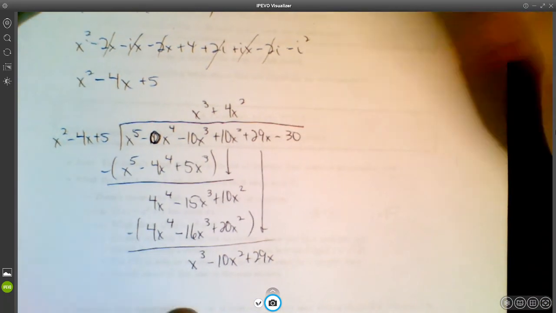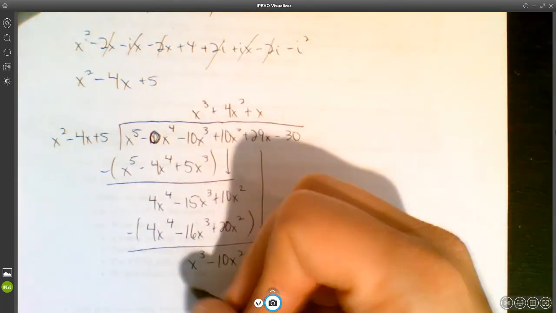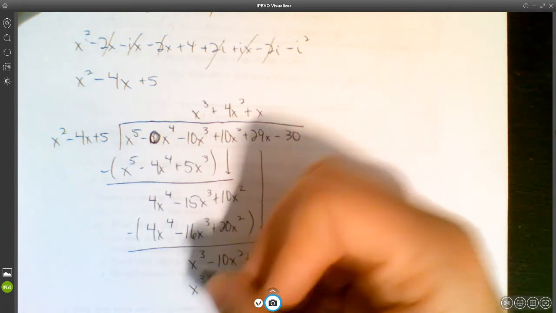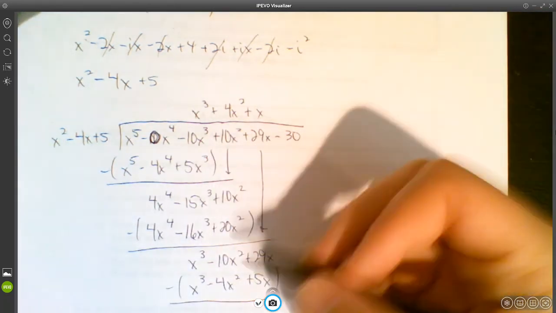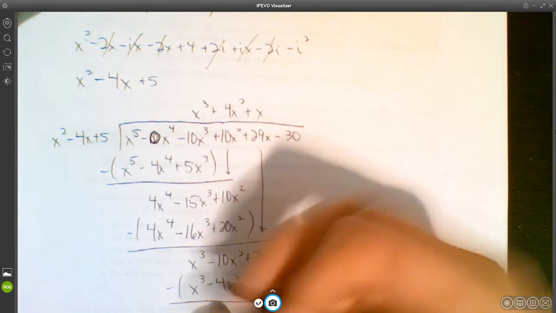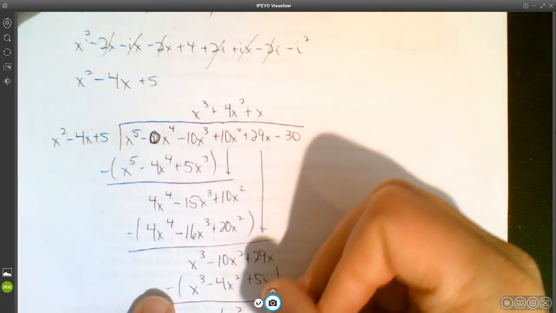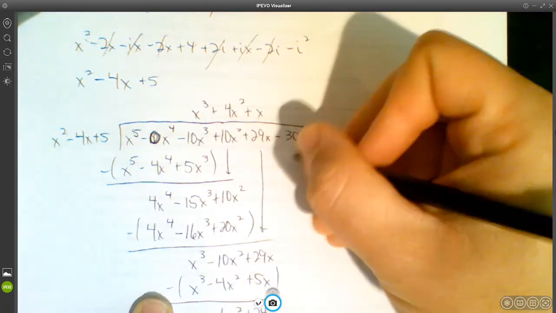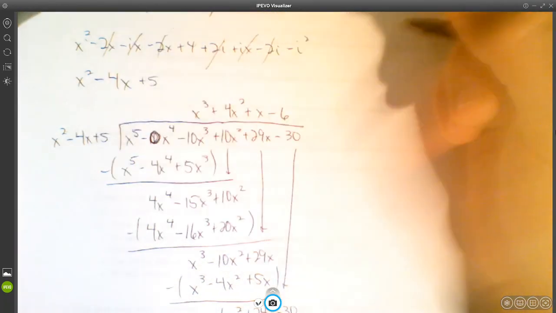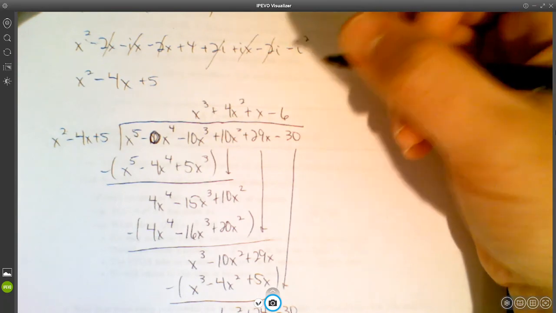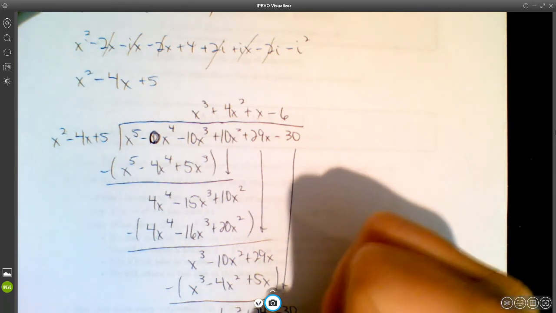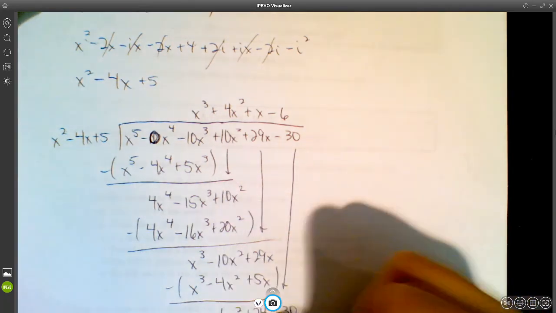Okay, this is going to have to be times x, right? x cubed minus 4x squared plus 5x. Subtract. We're going to have a negative 10 plus 4, negative 6, right? Negative 6x squared plus 24x minus 30. So then I think this is going to have to be a minus 6. Okay, so negative 6x squared plus 24x minus 30, oh, look at that, beautiful. Okay, remainder 0.